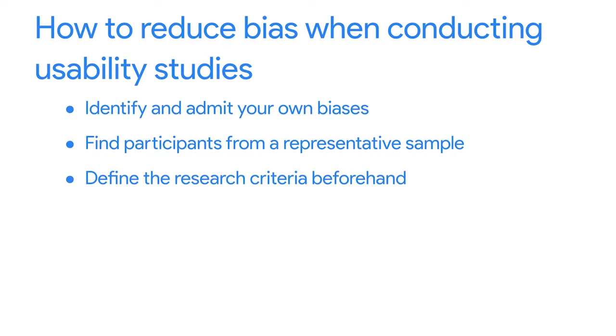Next, define the research criteria beforehand. When you created a plan for your usability study, a couple of the key elements you focused on were the research goals and the research questions. By establishing research goals before the usability study begins, you'll reduce the chance of designer biases.